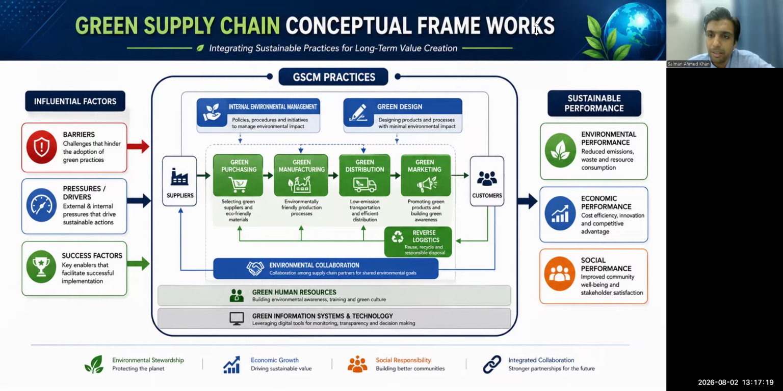So the success factor is about involving all the key stakeholders and engaging with them, whether they are from industry or outside, or part of your government or administration and other things. So this is basically the conceptual framework of green supply chain management.